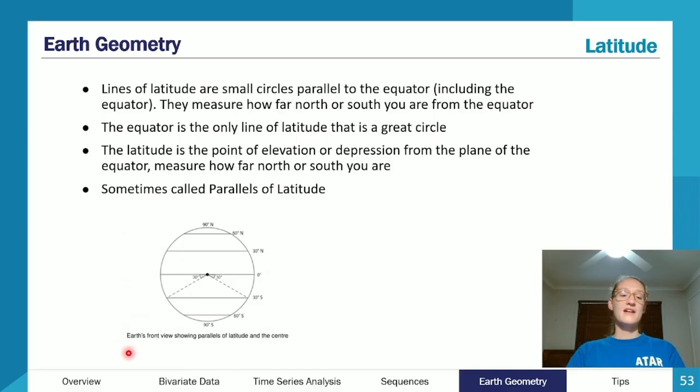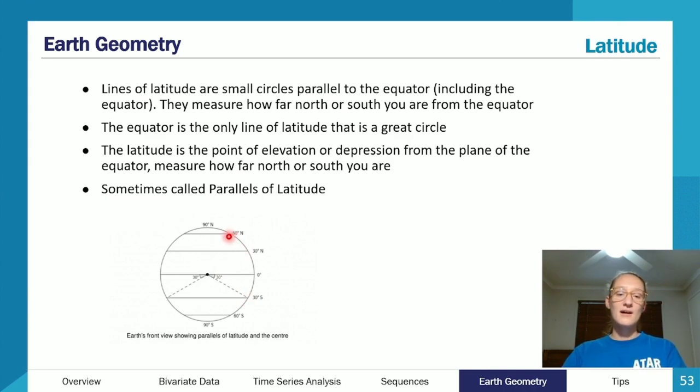Here we can see our diagram is Earth's front view showing parallels of latitude and the center of the Earth. If we're looking at this as our Earth, this is our equator. So you can start to see how we use our circles, or lines, or parallels of latitude to get those coordinate points. If I had a point here on the Earth, it's at 0 degrees latitude, it's on the equator. Whereas if I have a point down here, we measure that as 30 degrees south because our angle of depression is 30 degrees. So it's 30 degrees south of the equator.